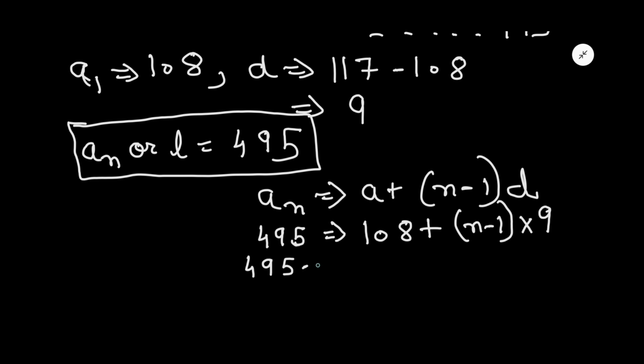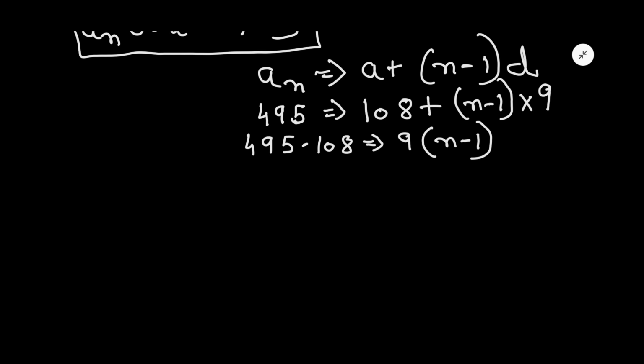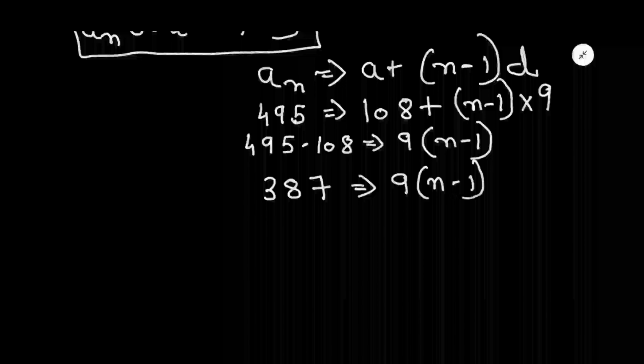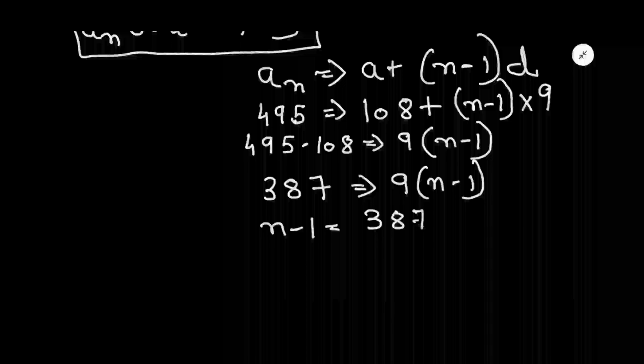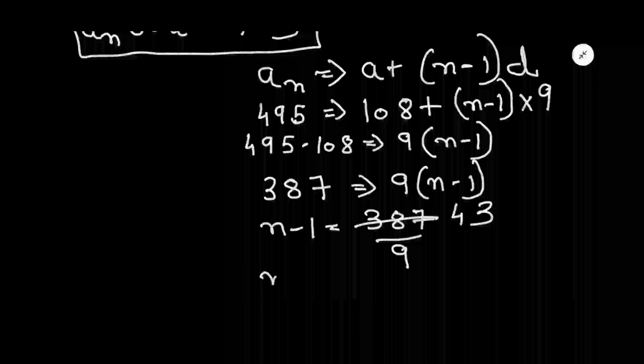495 minus 108 is equal to 9 into (n minus 1). So here 495 minus 108 is equal to 387, is equal to 9 into (n minus 1). So n minus 1 is equal to 387 divided by 9. So 9 into 43 is 387. So the value of n is 43 plus 1, which is 44.